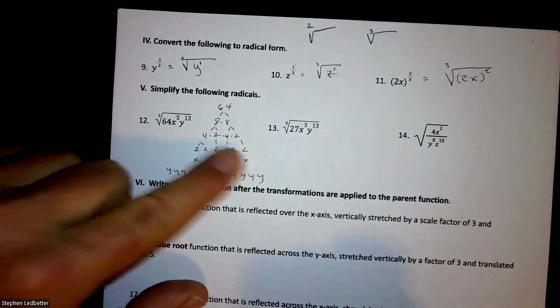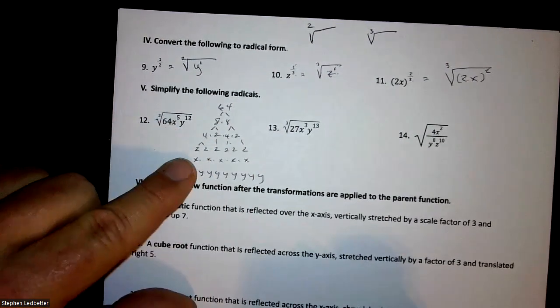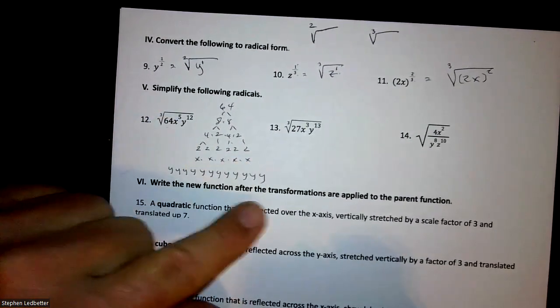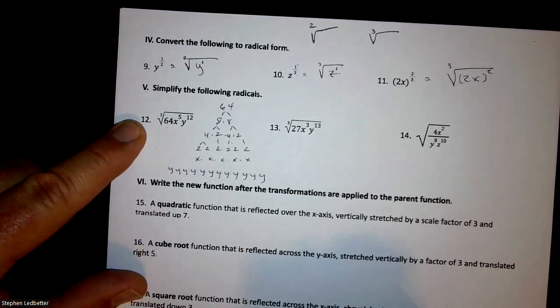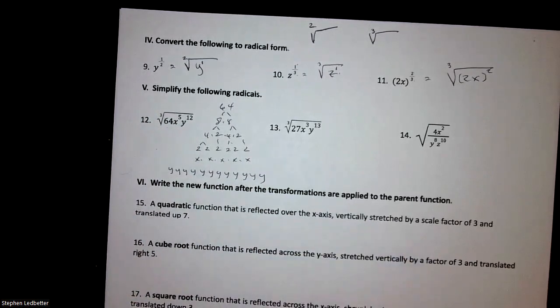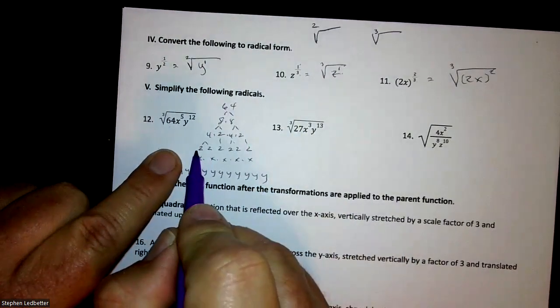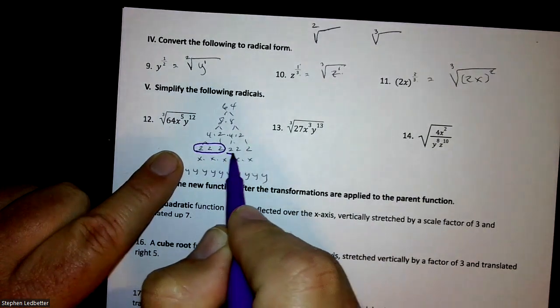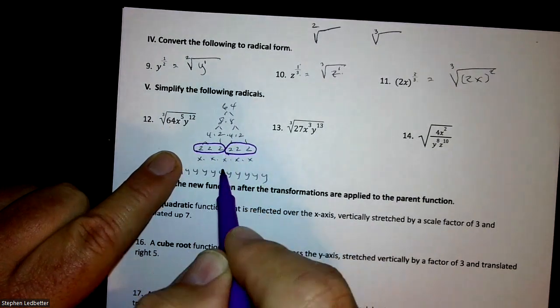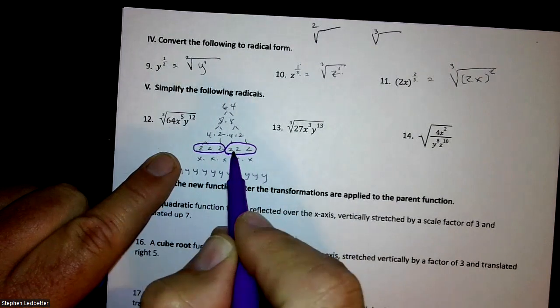We broke it down into all 2's. The x's, there's 5 of them, so we put 5. There's y, there's 12 of them. The index is a 3. That means we're going to group them in 3. So I'm going to take three of a kind. So here's a 3 of a kind right there. There's another 3 of a kind. Right. Notice I have 2 groups of 3 of a kind.